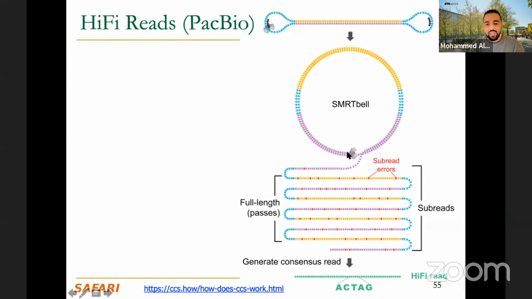So if it is A, it will give you a certain wavelength of light. If it is G, it will give you a different light, and so on. And then you take, not a picture, but a movie here. It's like a video. You record it for up to 30 hours of video. That will be the output of the machine. And this video, based on the light you observe or measure, will tell you what the base is.